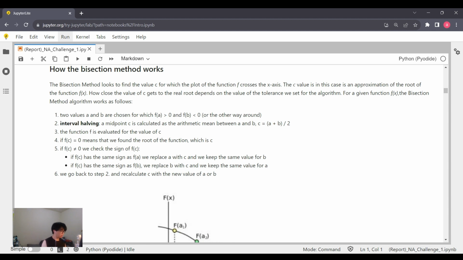If f(c) is 0, it means that we found the root of the function, which is c. If f(c) is not equal to 0, we check the sign of f(c). If f(c) has the same sign as f(a), we replace a with c and keep the same value for b. If f(c) has the same sign as f(b), we replace b with c and keep the same value for a. Then we go back to step 2 and recalculate c with the new value of a or b.